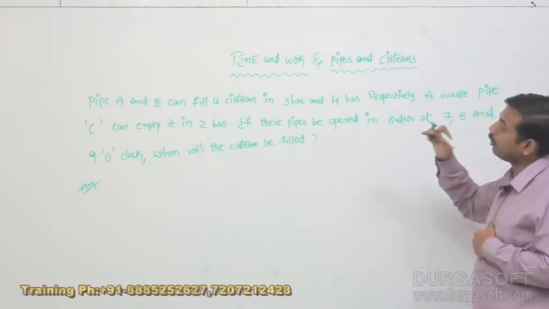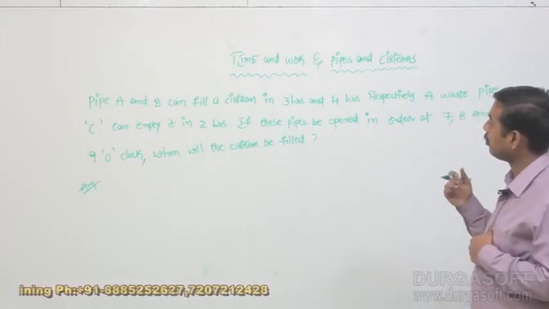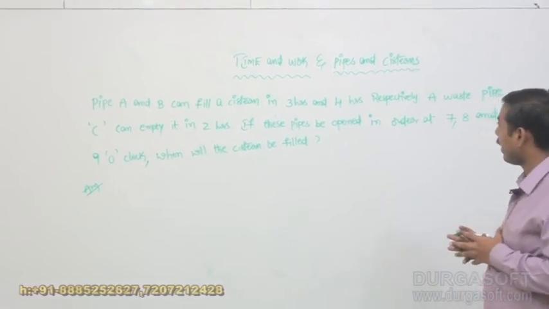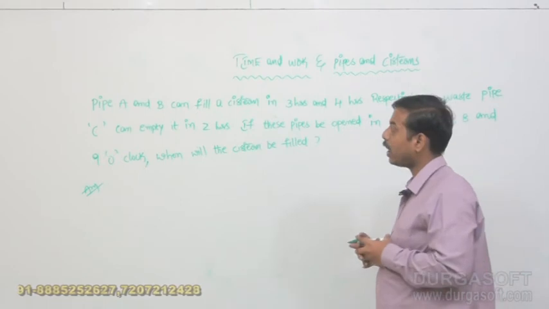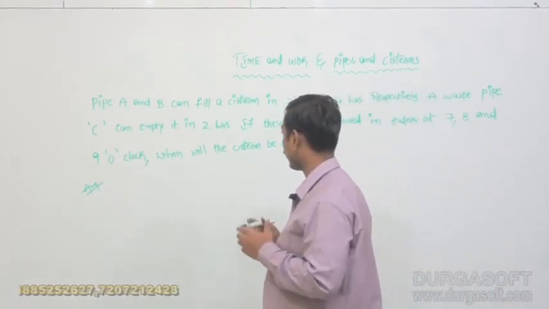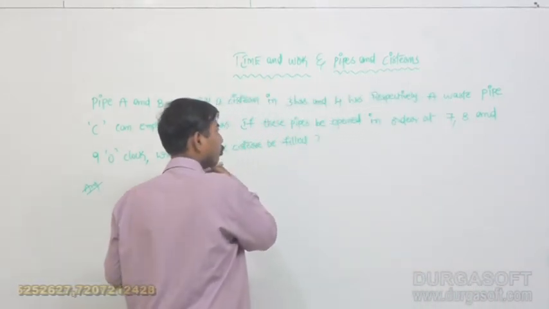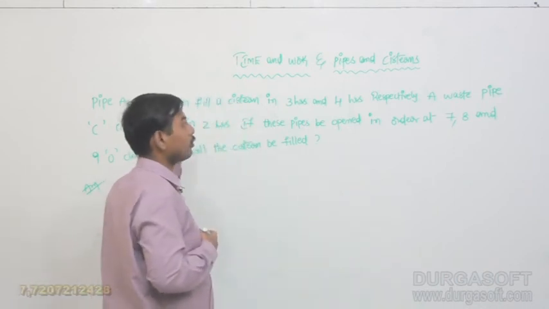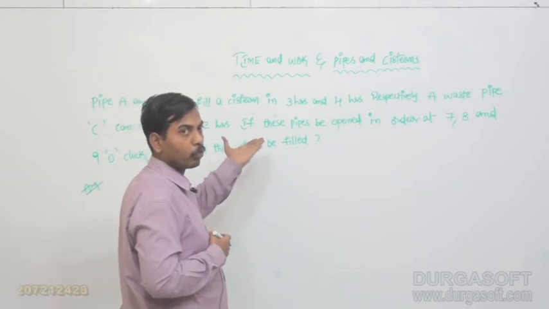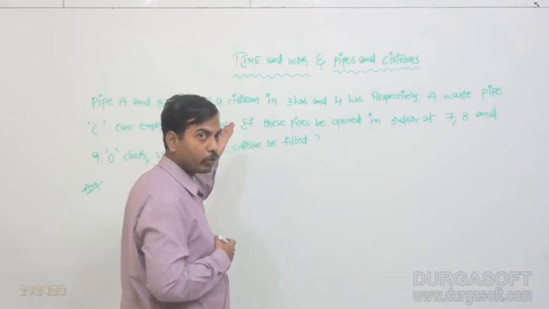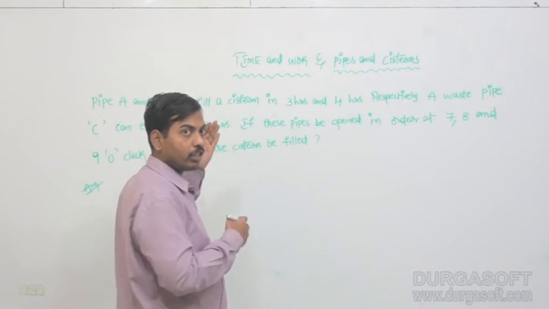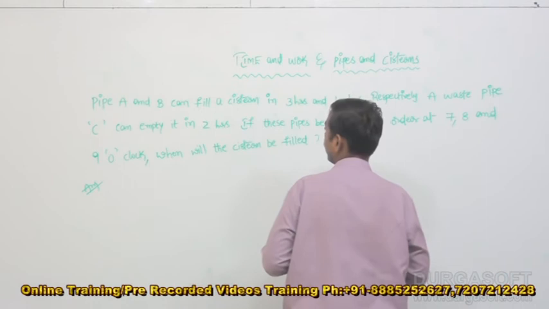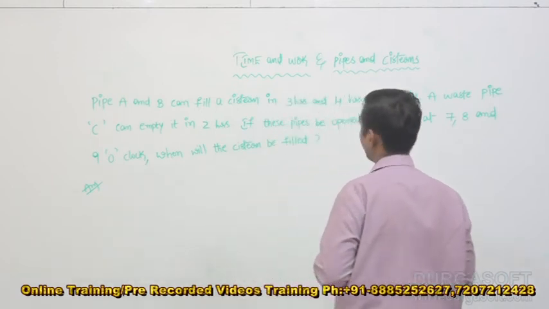And at 9 o'clock the leakage pipe also opens. That means at 9 o'clock pipes A, B and C all have to work together. If these pipes start to work in this manner, at what time will the cistern be filled? That is our question. These three pipes are opened in this manner. At what time will the tank be completed? That is our question.